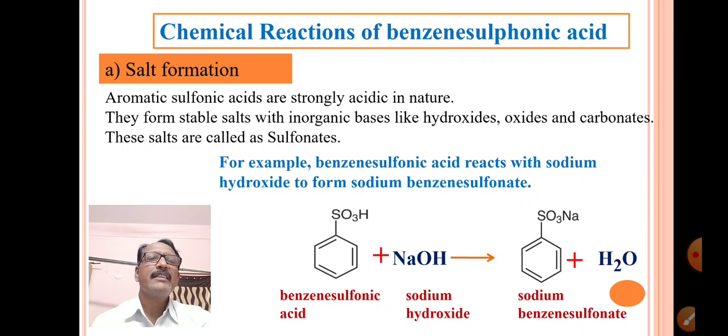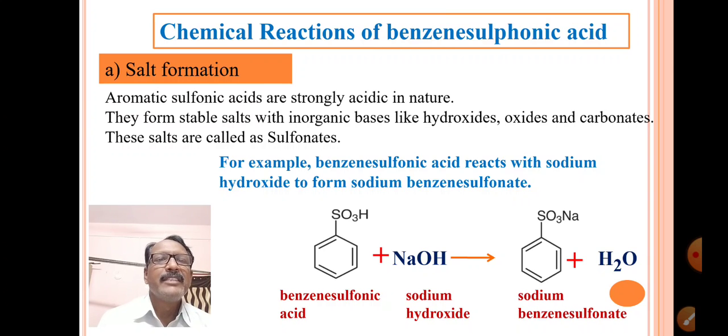The first chemical reaction is salt formation reaction. In chemical reactions of benzene sulphonic acid, salt formation is very important. Aromatic sulphonic acids are strongly acidic in nature. As we know, the SO3H group is acidic. Therefore, benzene sulphonic acid is strongly acidic in nature, and therefore they form stable salts with inorganic bases like hydroxides, oxides and carbonates. These salts are called sulphonates.